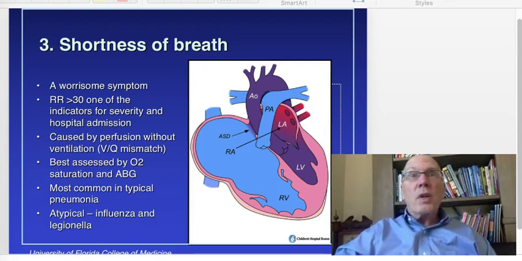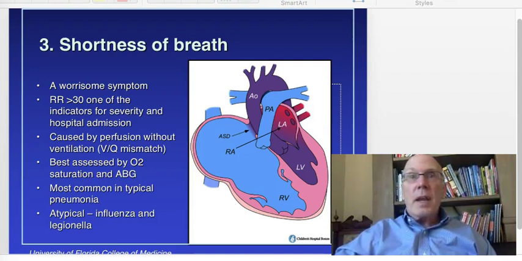Shortness of breath is a worrisome symptom, and a respiratory rate of over 30 is one of the key indicators for severity and the need for hospital admission. This symptom is caused by a perfusion without ventilation, or VQ, mismatch. When alveoli fill with edema fluid, they continue to receive capillary blood flow (perfusion), but there is no exchange of oxygen (ventilation). This creates a right to left shunt. In other words, deoxygenated blood passes from the right side to the left side of the heart, resulting in hypoxia.